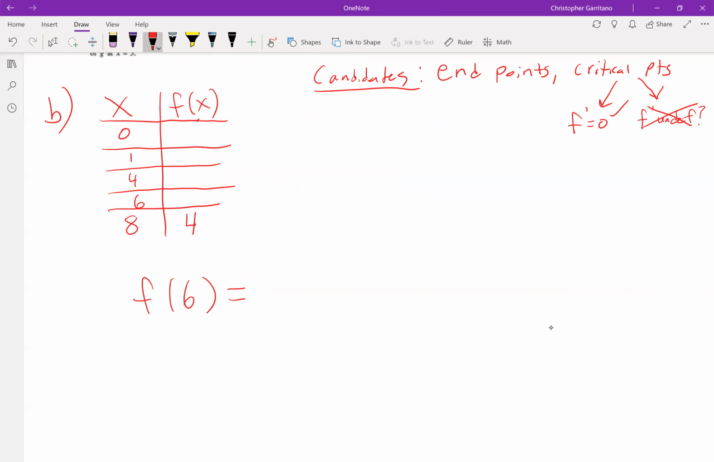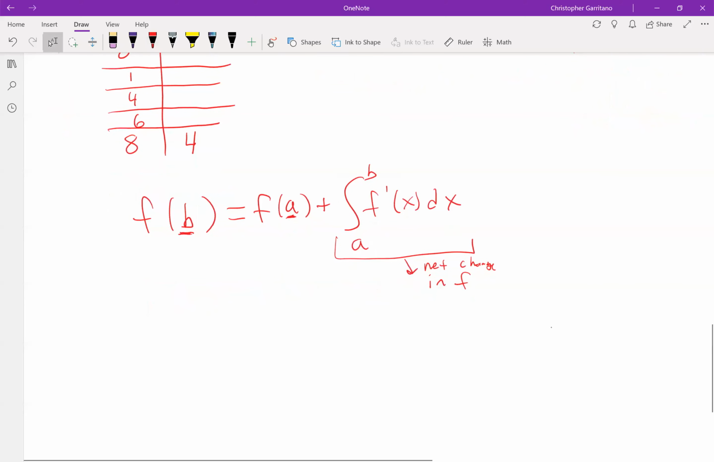So the equation, actually let's talk more generalities. The equation: f of b, the value of a function at point b, is equal to f of a plus the integral from a to b of f prime of x dx. So if I want to find the value of a function at a certain point, what I need is some anchor point, some initial point, and then I integrate the derivative from that initial point to the point of interest. Okay, remember what this gives us is the net change in f.